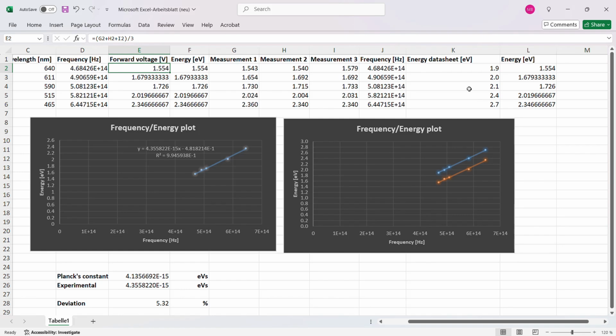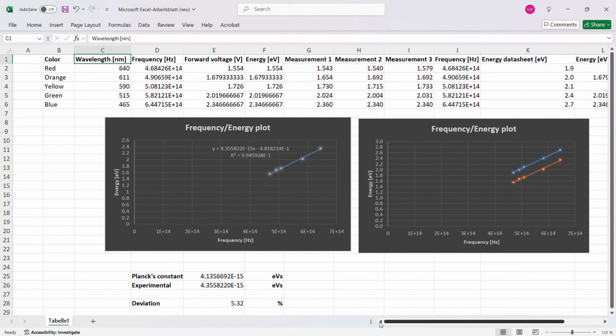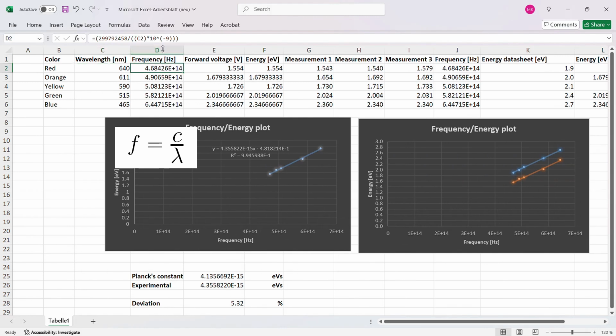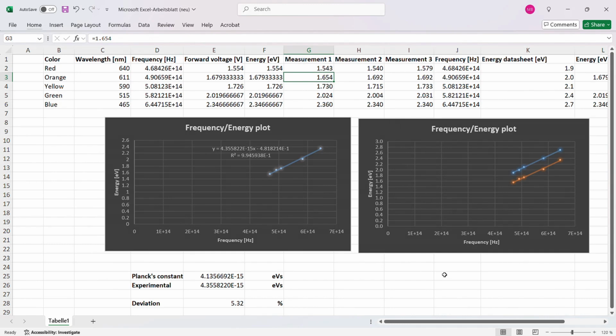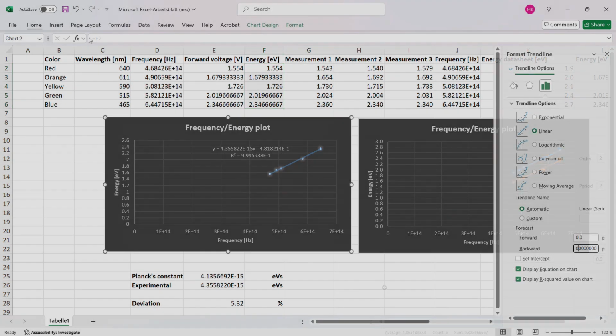The first step was to calculate the arithmetic mean of the measured voltages. Next, I converted the peak wavelengths taken from the LED datasheets into the frequencies. Since an electron volt is the amount of energy that a single electron gains or loses as it moves through an electrical potential difference of 1 volt, we can also express the measured forward voltages as energies in electron volts.